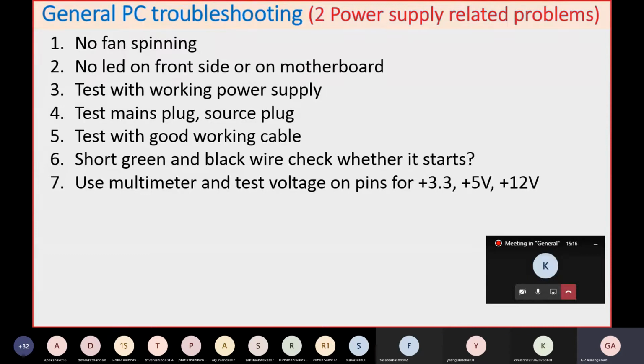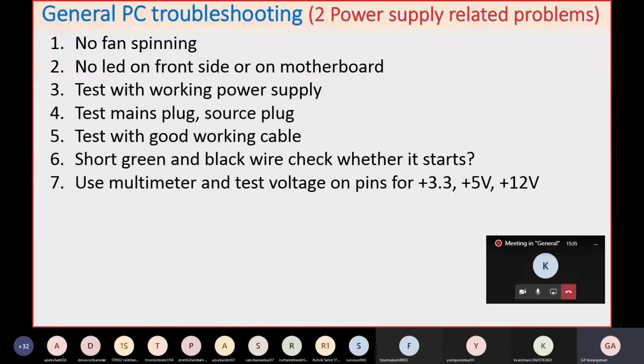Then you will find that your fan is working. At least 230 volts power supply is received by your power supply, and it probably starts once the fan starts spinning. At least you can say 50% that power is okay. Let us say if the power is not okay, you can test the mains plug, that is the source plug.